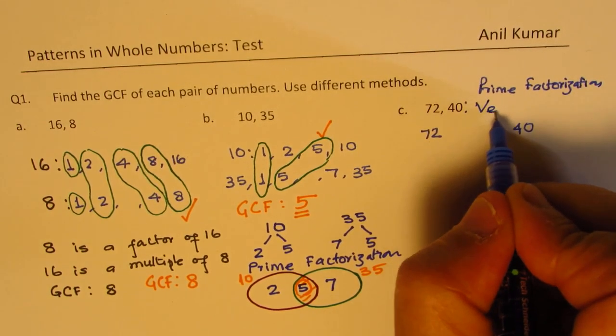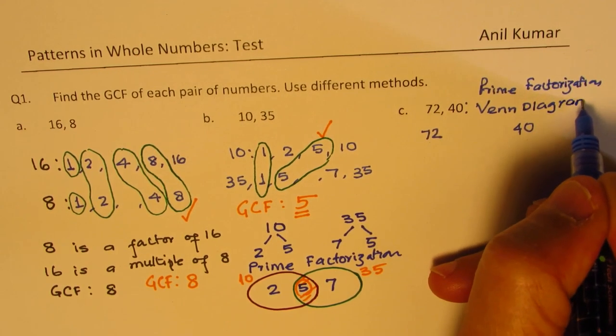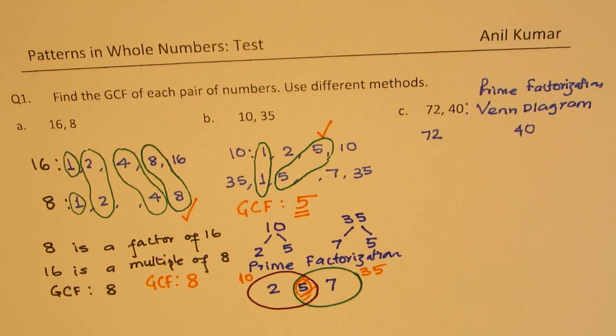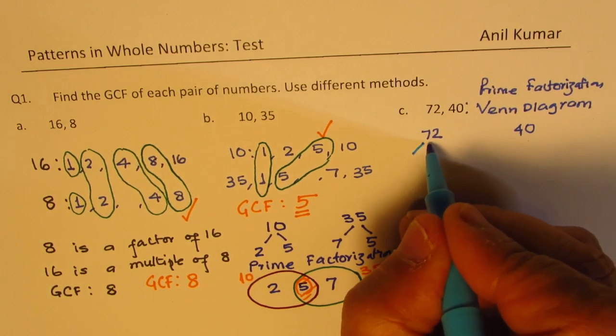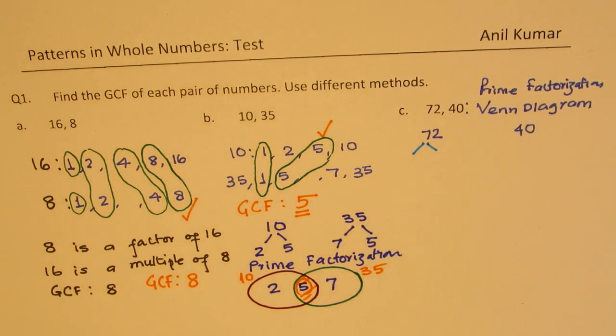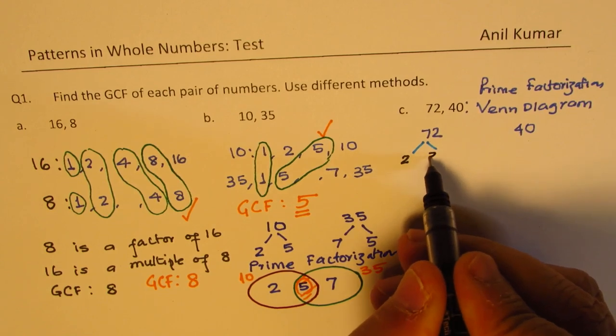And then we'll use Venn diagram. Is that clear to you? So, as far as 72 is concerned, we have the numbers with 72 as prime number 2 can get into this. So 2 times 36, correct?